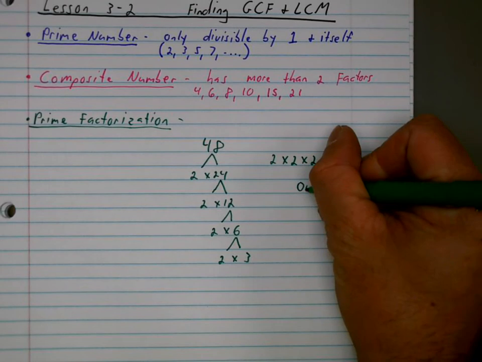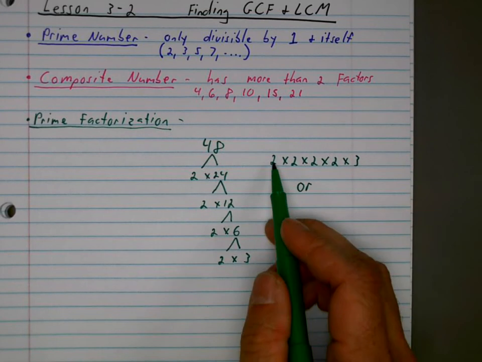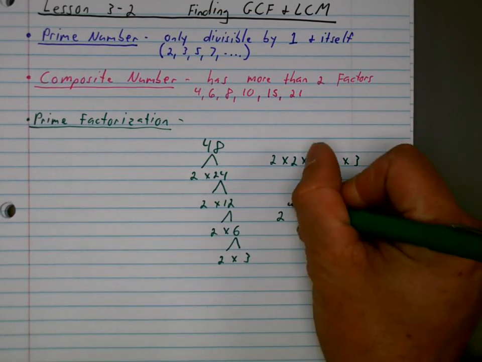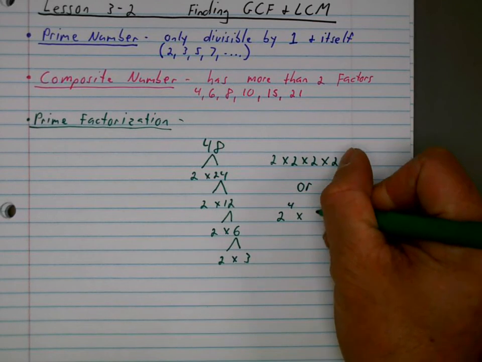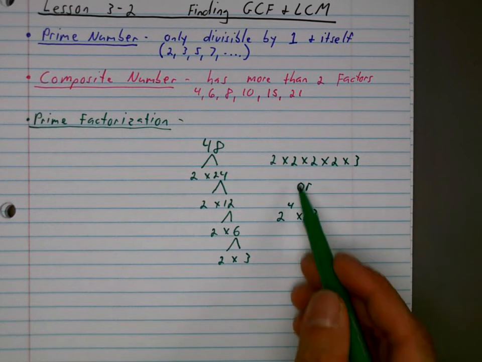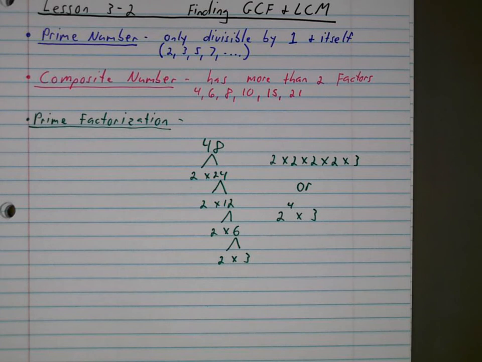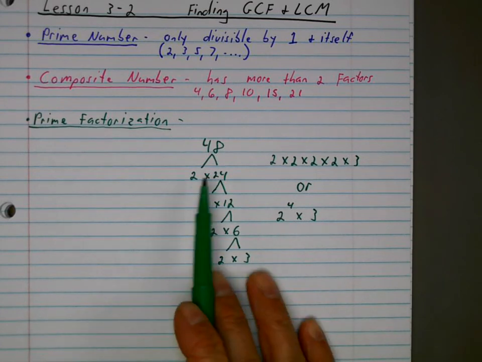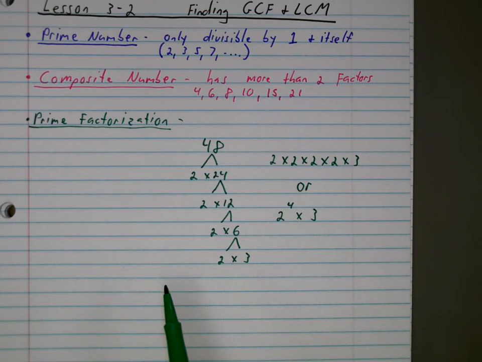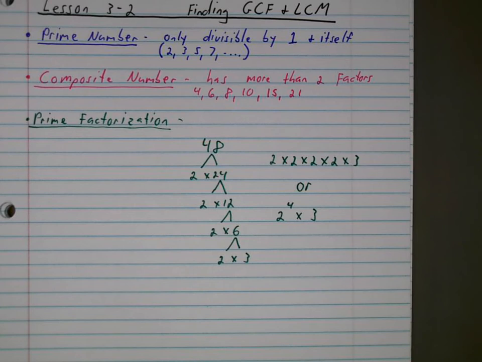Or since we just worked with exponents, I could write 2 to the, let's see how many 2's are there? 1, 2, 3, 4. 2 to the 4th times 3. And if I were to solve either one of these, I would get 48. So that's just an example of prime factorization. This is going to be handy when we get into actually finding GCF and LCM, looking for those prime numbers, being able to factor numbers down to their basic prime numbers.